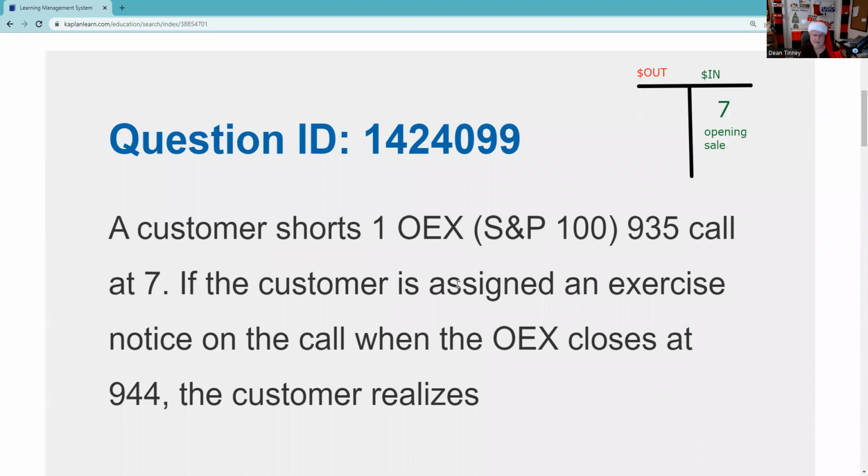It says the customer is assigned an exercise notice. So now what we got to know is that, again, I just said this, we settle up in cash equal to the intrinsic value. So boom, what I owe the person who's long is the intrinsic value. So next thing I'm going to do is take the market price, and I like to put it either above or below my strike price to make the analysis. And so it tells me it's at 944. So I'm going to put 944 here.